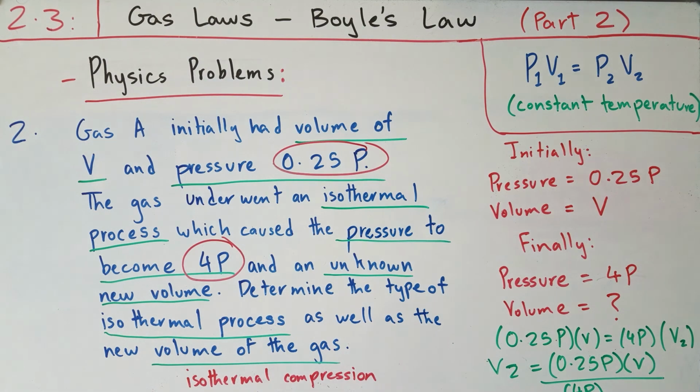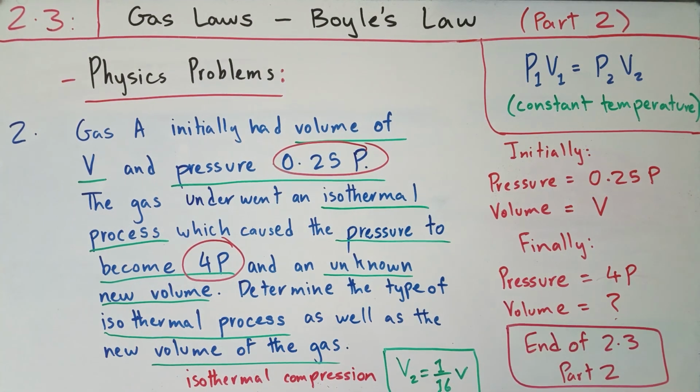So we can divide this 0.25P by 4P. The pressures will cancel out, which makes sense because we're supposed to get our units in volume. And 0.25 divided by 4 should give us 1 over 16. So V2, or our final volume, will be equal to 1 over 16 of V. And this is it for section 2.3 part 2.